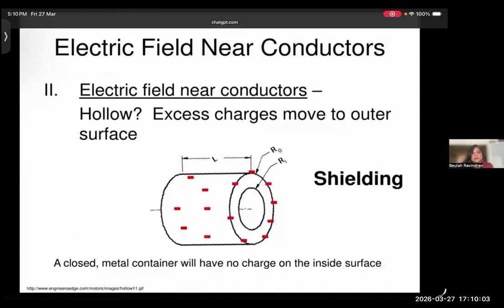So we saw excess charge always moves to the outer surface. Inside the conductor, there is no net charge. So this we saw. The electric field being perpendicular to the surface means no tangential component of the electric field. That is the meaning. Otherwise, charges would move along the surface. So the field is always normal to the surface. This thing you have to understand.